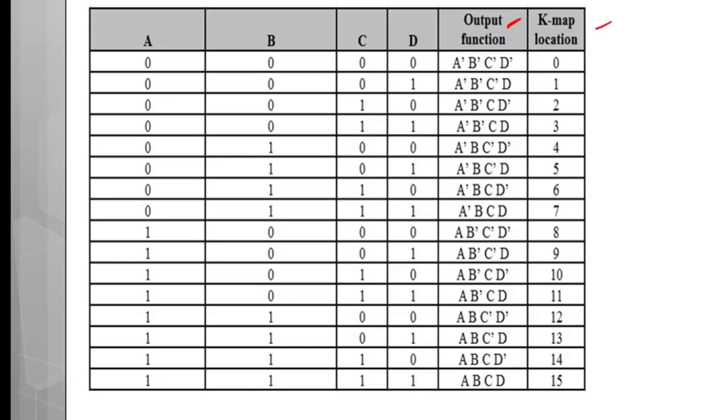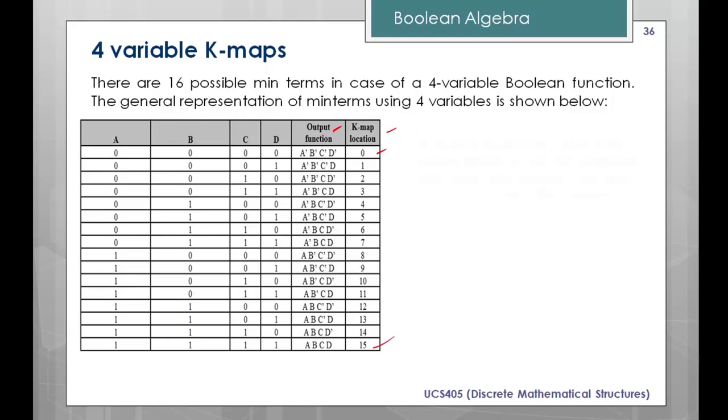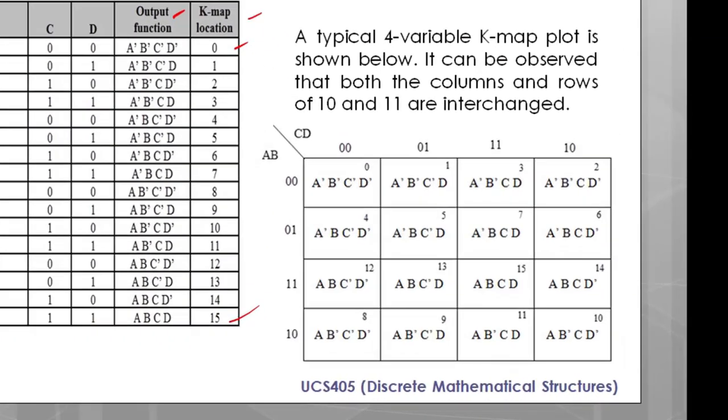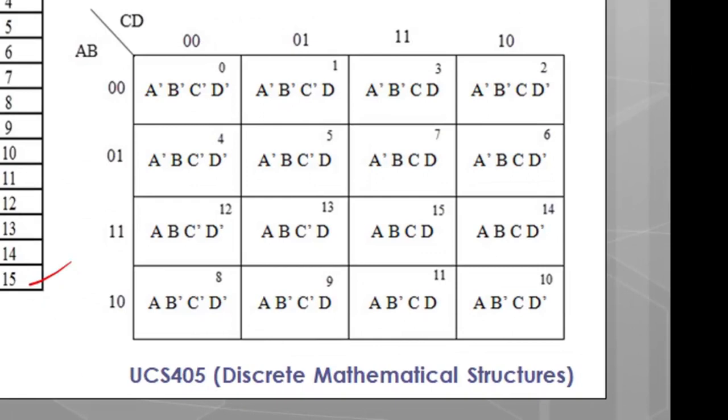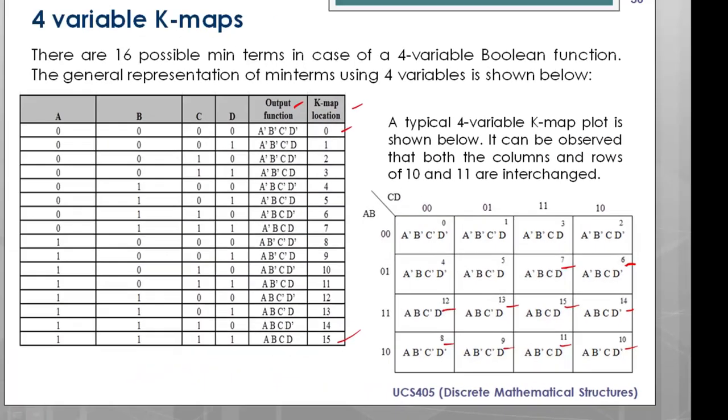This is the K-map location: if it starts from 0, the ending value is 15. Now a typical K-map is shown here. You can see 0, 1. Here the same concept, we can change only one value at a time, so that's why it is 3. In the same way here also 3, after that 4, 5, here is 6, here is 7, then 8, 9, 10, 11, next 12, 13, 14 and 15.